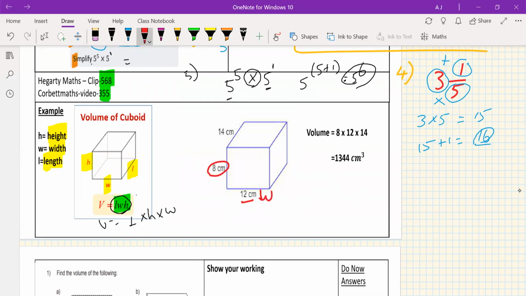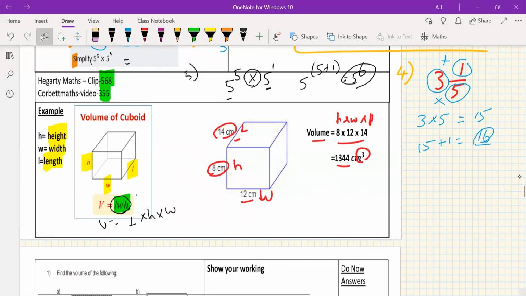8 centimeters is going to be my height, and 14 centimeters is going to be my length. So volume is equal to 8, which is my height here, times 12 centimeters, which is my width, times my length, which is 14 centimeters. So when I times those 3, I will get 1,344 centimeters cubed. So always the cube is important. Make sure you leave them in every single answer.